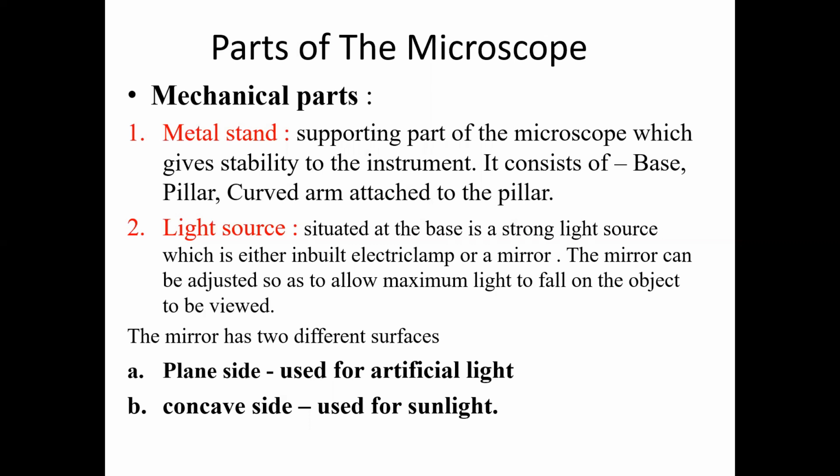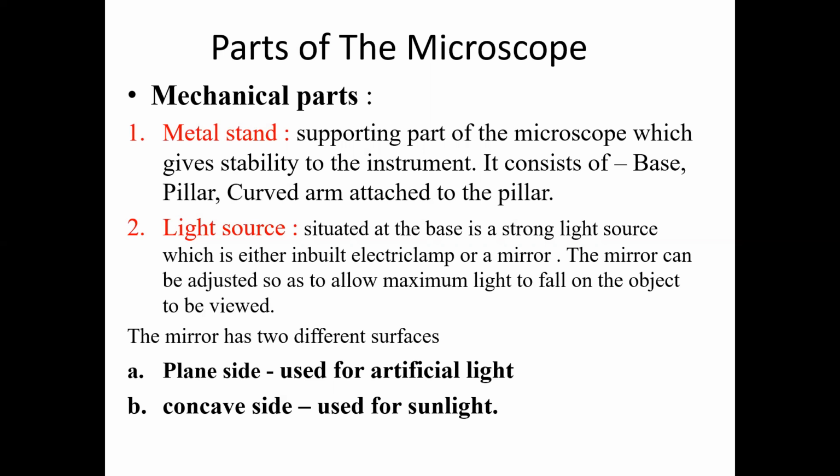So we have the different mechanical parts here. We have this metal stand, which is a supporting part of the microscope, which gives stability to the instrument. It consists of the base, the pillar, and the curved arm, which is attached to the pillar. The light source is usually at the base, and it can be an inbuilt electric lamp or a mirror. The mirror can be adjusted so as to get the maximum light to fall on the object to be viewed.